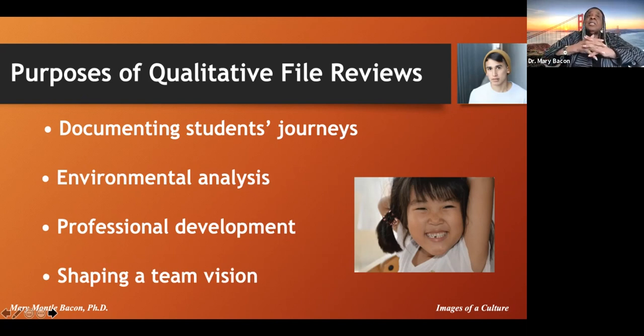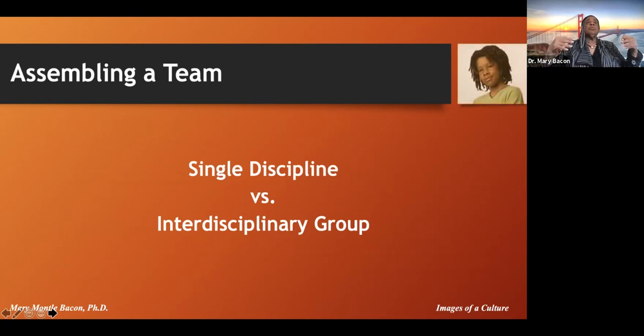The last thing that's really, really important is that the purpose of this kind of file review is we want that group of people who are looking at the students from those 3 perspectives that I mentioned previously to be shaped into a team, so that that team has a vision that they will carry to their work, a vision that will shape how they will be able to evaluate students.